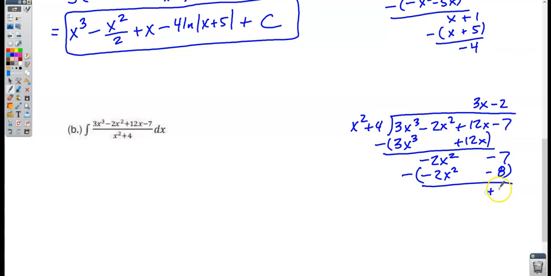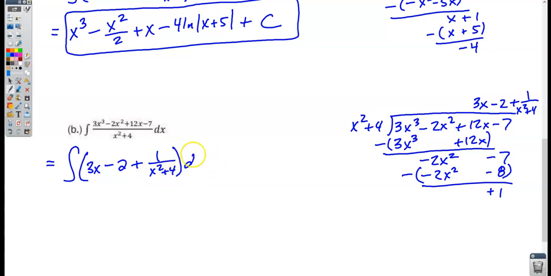And I end up with a remainder of positive 1, so that's going to be 1 over x squared plus 4. Okay, so this integral can be simplified to the integral of the quantity 3x minus 2 plus 1 over x squared plus 4. Now, since this is not a linear term in the denominator, this one will not result in a natural logarithm.